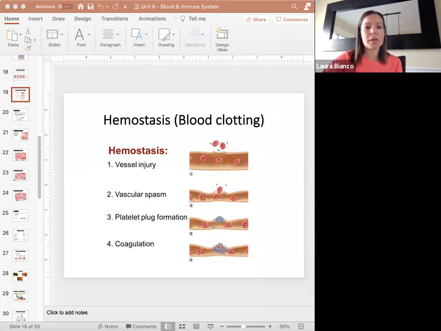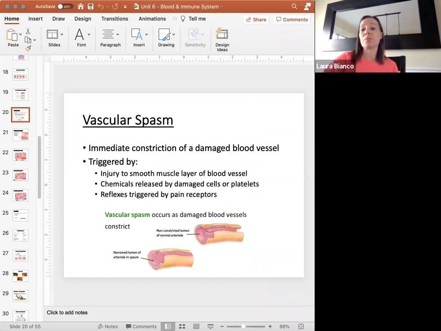Okay, so in this section, I will review hemostasis, which is the process of blood clotting, so stopping bleeding. There are three main stages involved. After an injury, the first step is a vascular spasm, followed by platelet plug formation, and then coagulation, which involves the actual formation of the blood clot. So we will start with the vascular spasm.